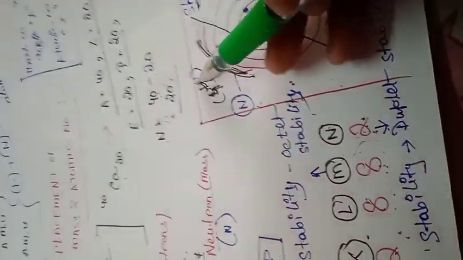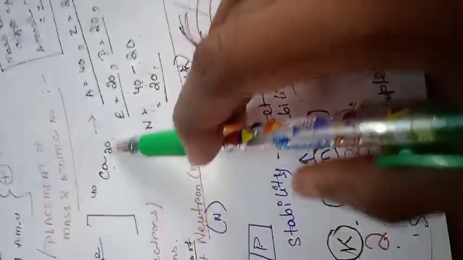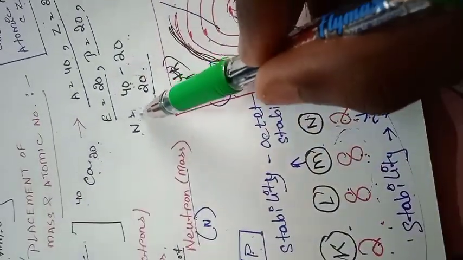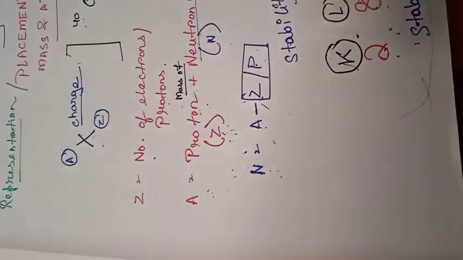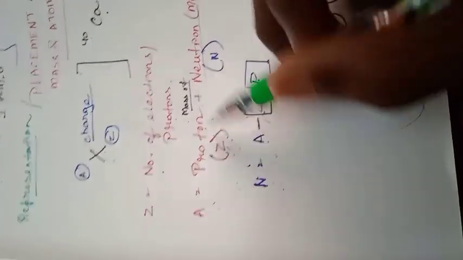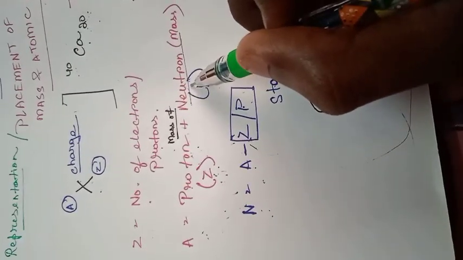Because atomic number represents the number of protons and electrons. And from the information of mass number and atomic number, the number of neutrons can also be found out. How? Let us see. Z is the number of protons or electrons. A, that is my mass number, is the mass of protons and neutrons.